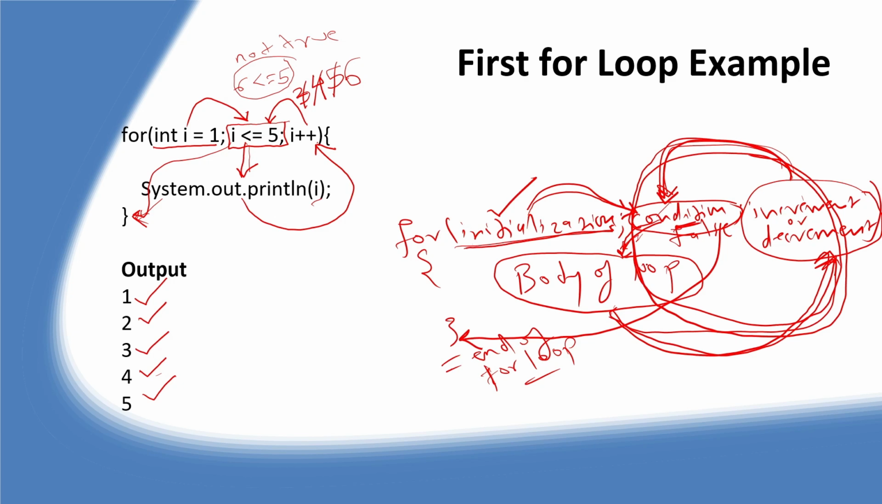So the initialization runs only once. The condition is checked before every iteration. If it is true, the loop body executes, and then the loop variable is updated. So let's go to IntelliJ and see different examples for more clarity on the for loop.